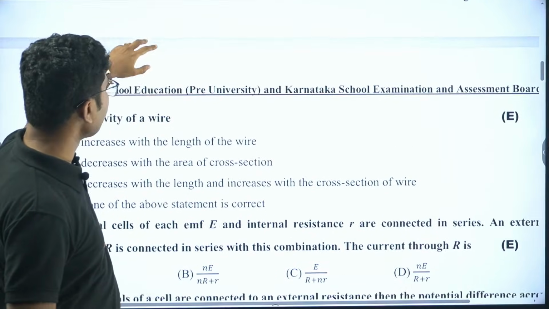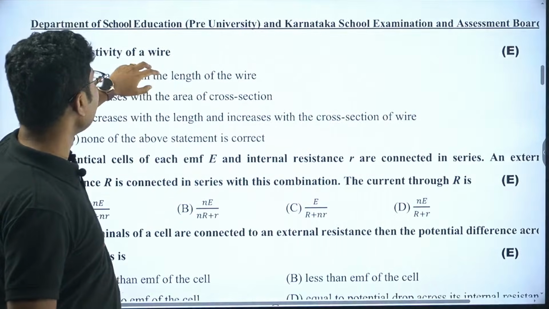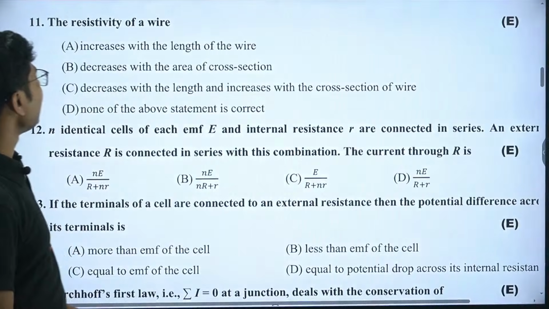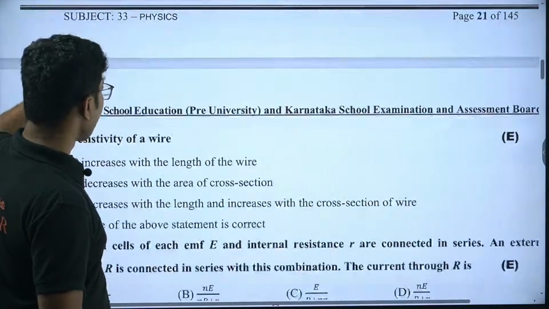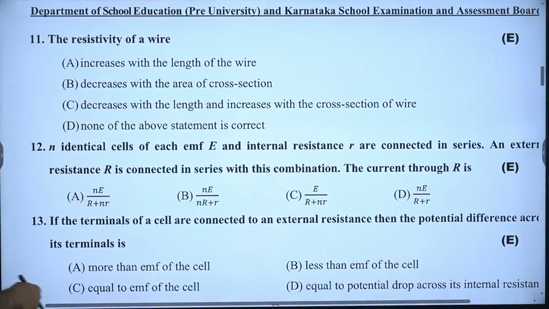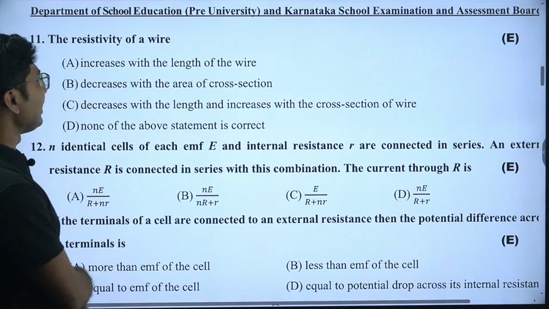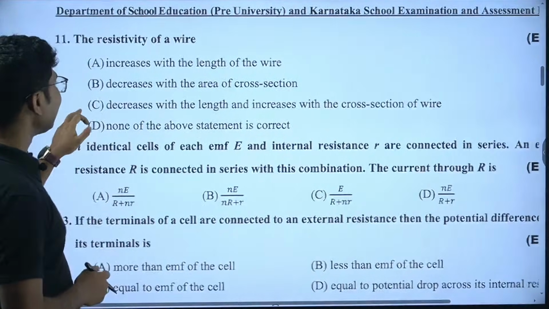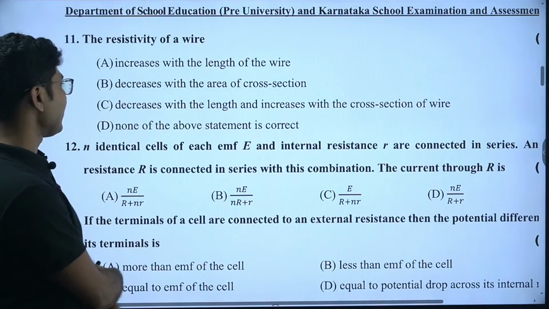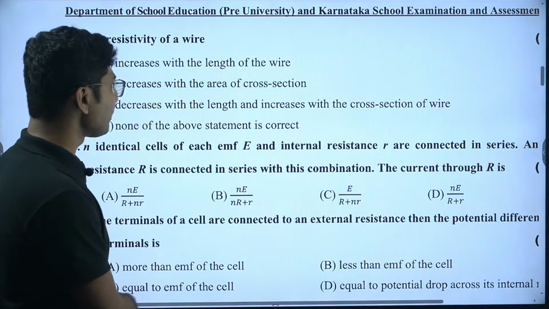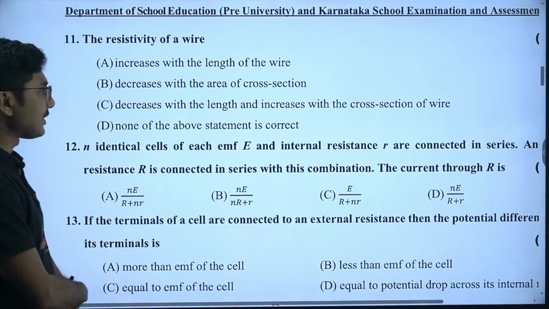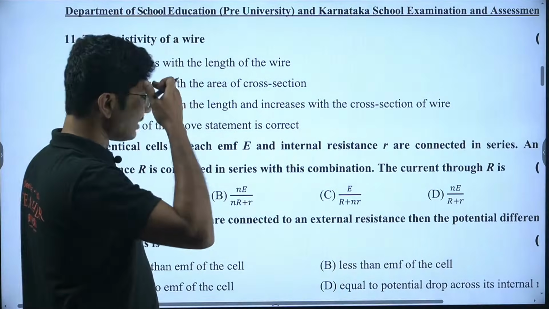Now let's move on to question number 11. The resistivity of a wire increases with the length of the wire, decreases with the area of cross section, decreases with the length and increases with the cross section of the wire. None of the above statement is correct. Let's see who can answer it.